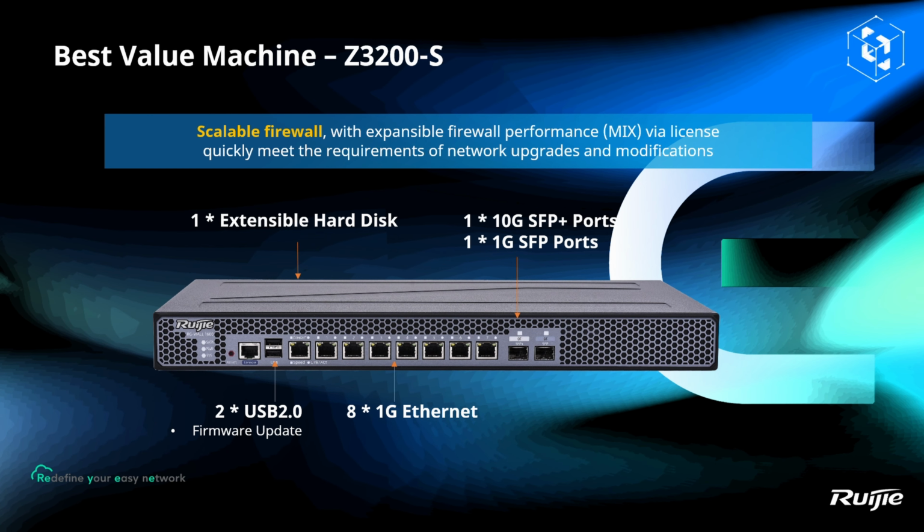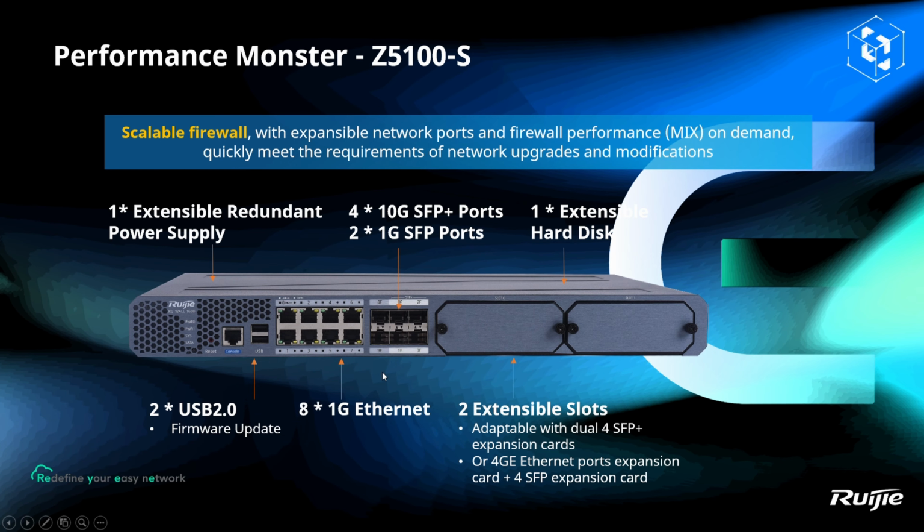Now let's compare it to the bigger brother, the Z5100S. This is how it looks. Still the same 8 LAN ports, but now on the SFP ports we get some additions. You have two 1 gig SFP ports and four 10 gig SFP interfaces. It means it can carry more data. It has interfaces that support more throughput.